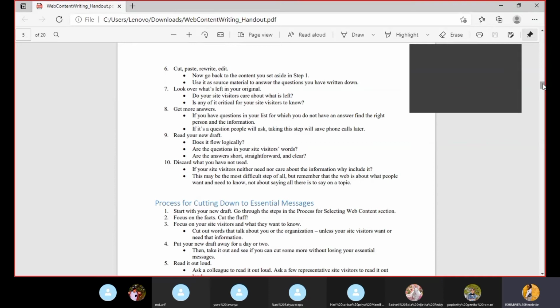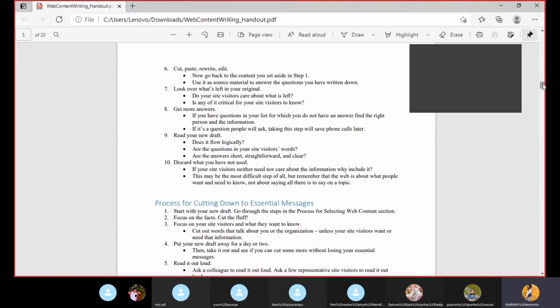And then the eighth step is about getting more answers. Usually, as you have asked yourself different questions, there might be times you are not able to answer all those questions by yourself. So here, if there are questions that you have not found answers to, you try to search for the right person who can give you the information or the answer to the questions that you have not been able to answer.